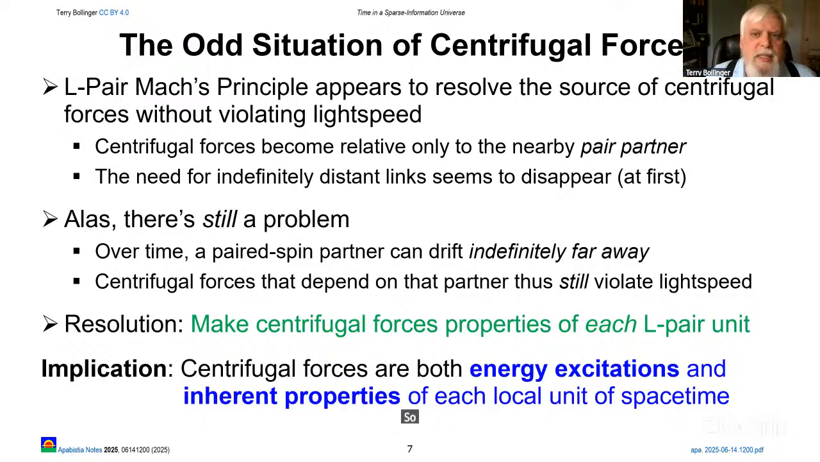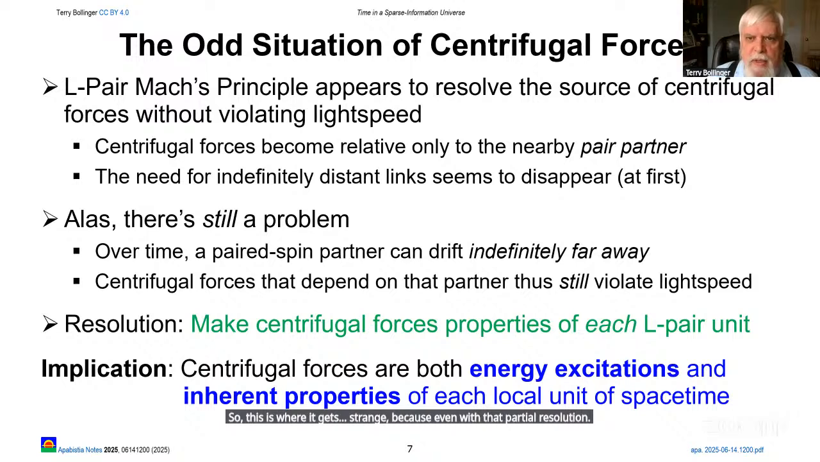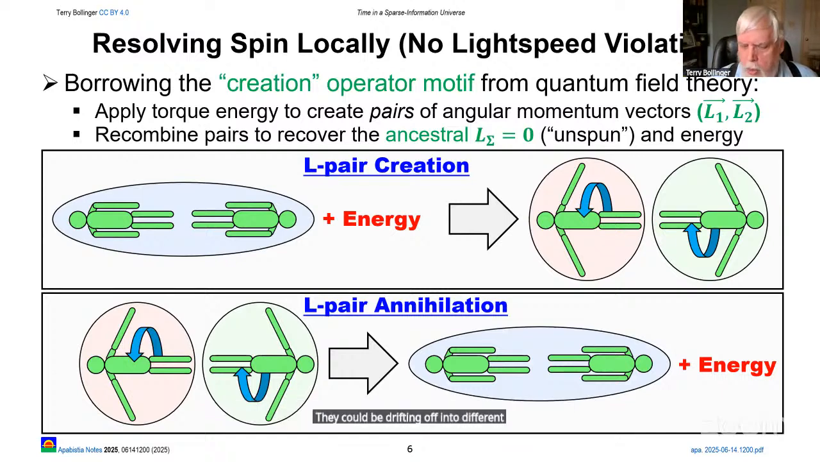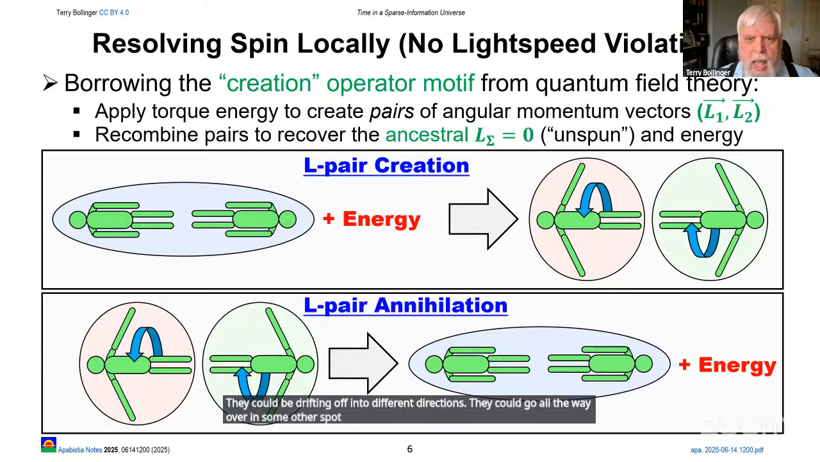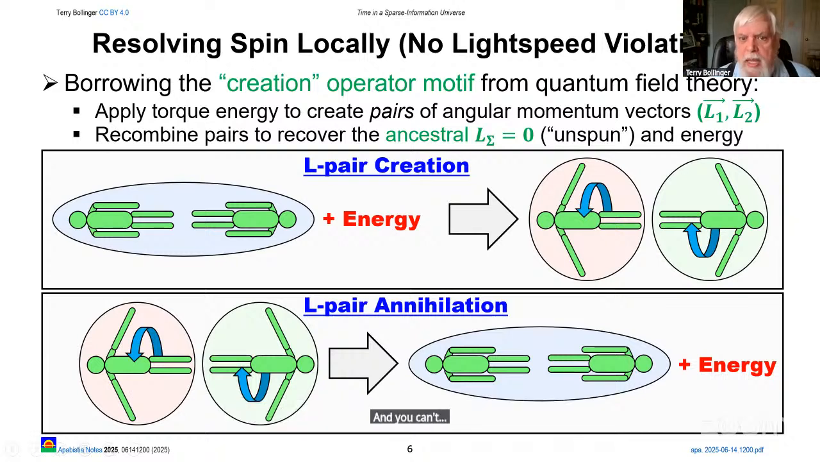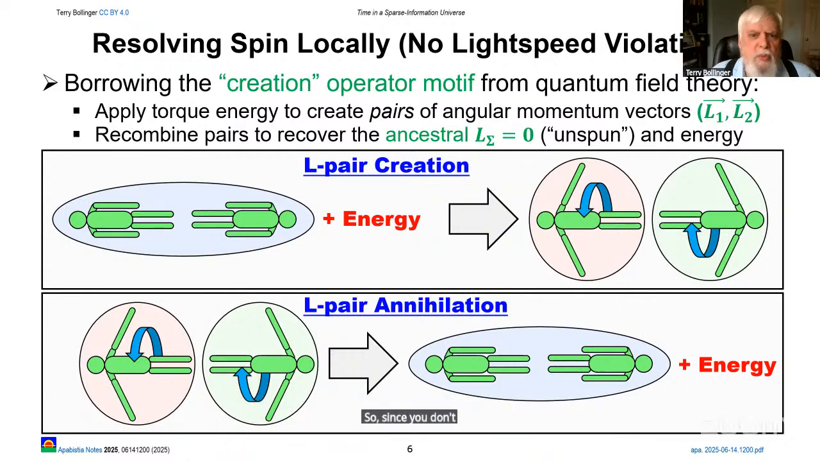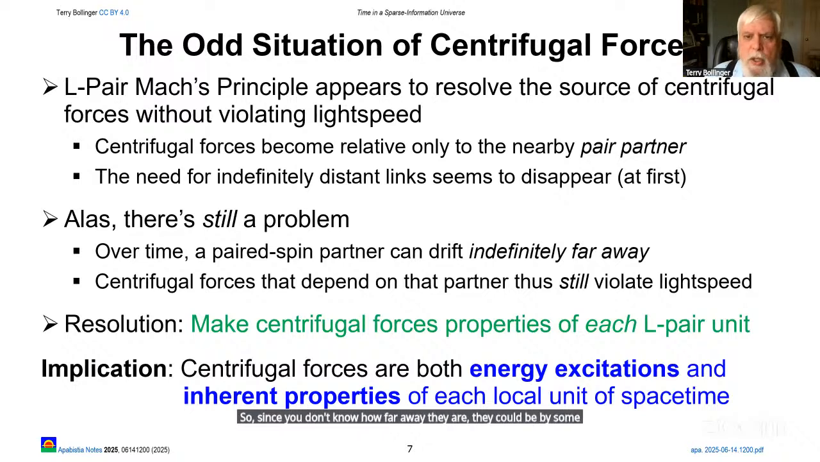So this is where it gets strange, because even with that partial resolution, you still have these centrifugal forces, and you can always imagine the other partner that you just created this with. They could be drifting off in different directions. They could go all the way over in some other spot, and you don't know where they are. You don't know how far away they are. So since you don't know how far away they are, they could be by some point a light year away from you. And then you're right back to the same problem again.